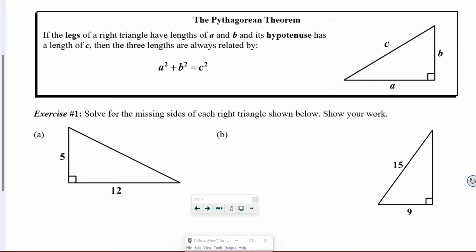If the legs of a right triangle have lengths of A and B, and the legs are the two sides that are perpendicular to each other, and its hypotenuse has a length of C, that's the one that's not perpendicular, then the three lengths are always related by A squared plus B squared equals C squared.